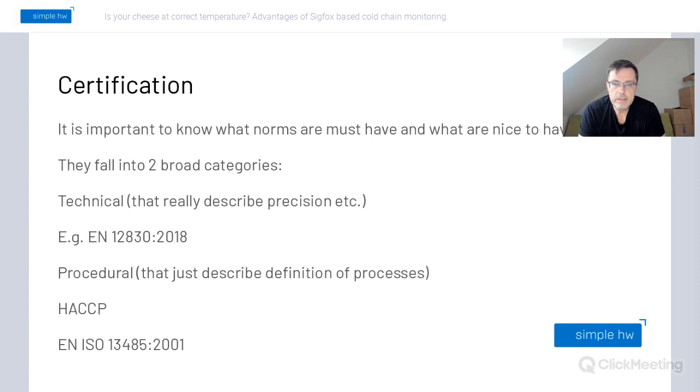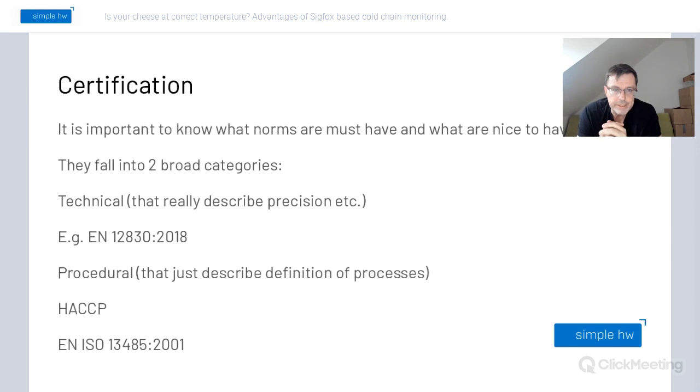Certifications, there's a large area and it differs from country to country, the US is different from Japan, different from Europe. So please consult your local certification and regulation requirements. You have to distinguish between two types of norms. One are the real technical ones, which talk about the precision, the resolution, and then there are procedural norms that describe more procedures, and they mostly describe it as a whole chain. So it's not very easy to certify a device on its own, but mostly you certify the whole chain. It means installation, device, measuring, maintenance, data processing.